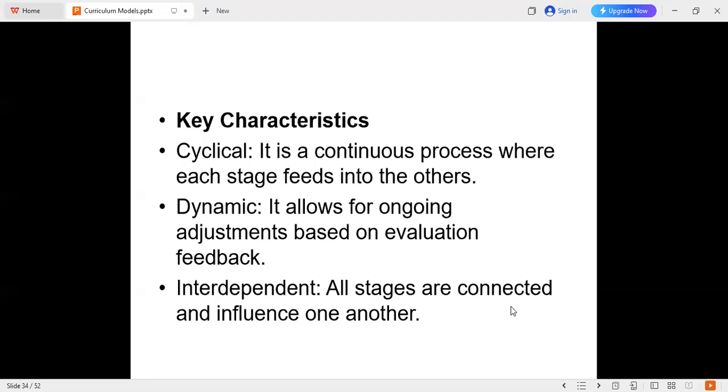Time to time, this Wheeler model supports us to do adjustment. Evaluation: the results of the evaluation are the base for adjustment. Interdependent.